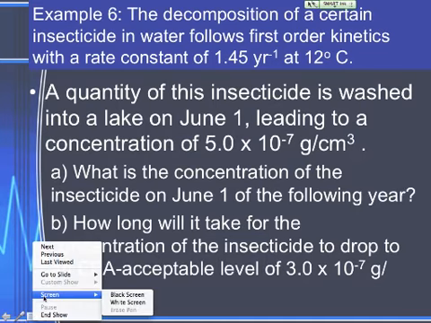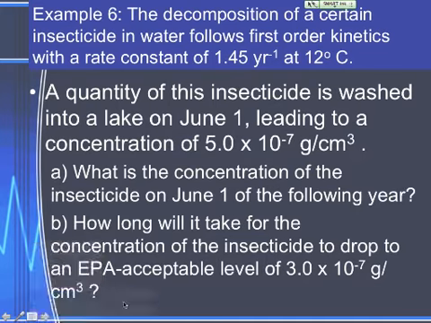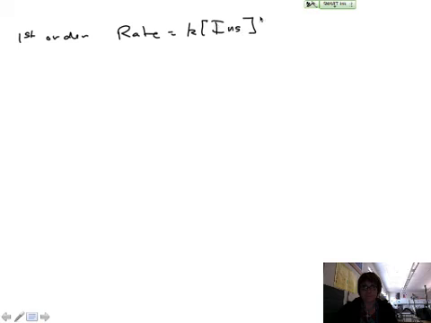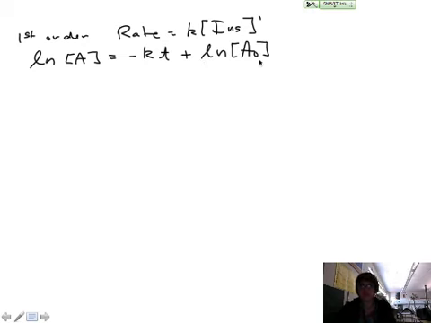Since this is first order kinetics, then there's some things that we can summarize about this reaction. So, since it's first order, that means that your rate law looks like this, K times your insecticide to the first power, but it also means the equation of our straight line is one where we use the natural log of our substance equals -K times T plus the natural log of the amount we started with. So there's the equation of a straight line for first order reaction.